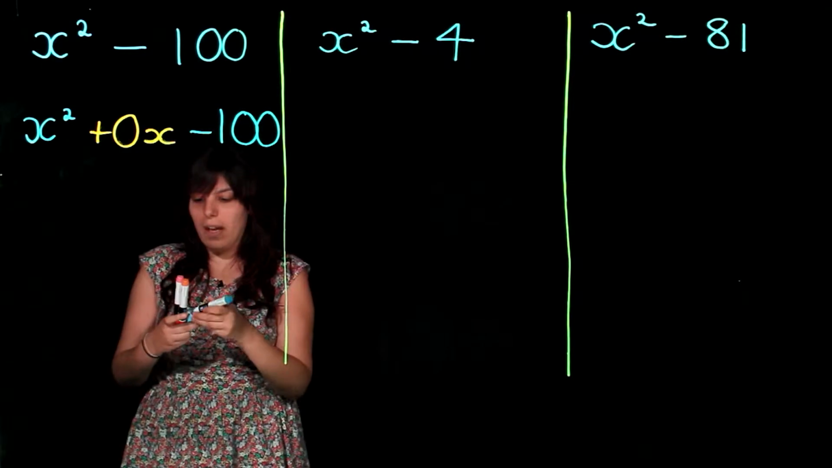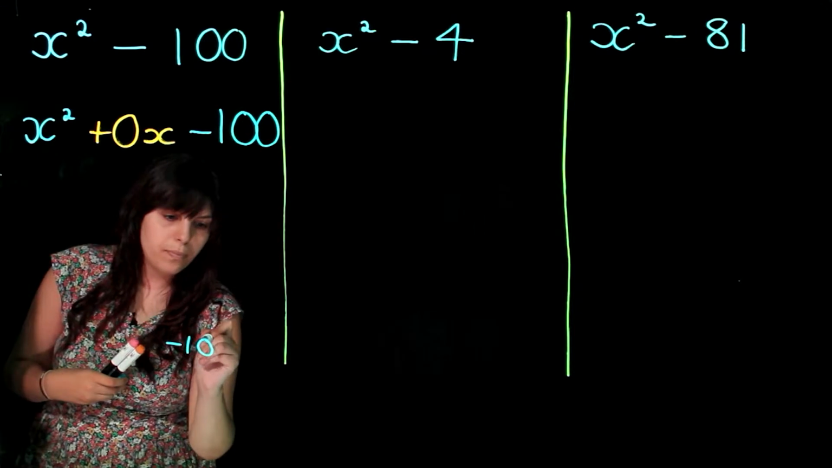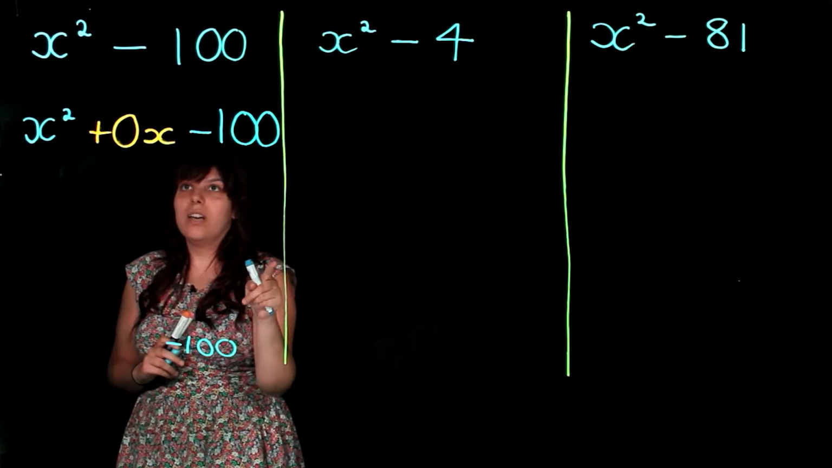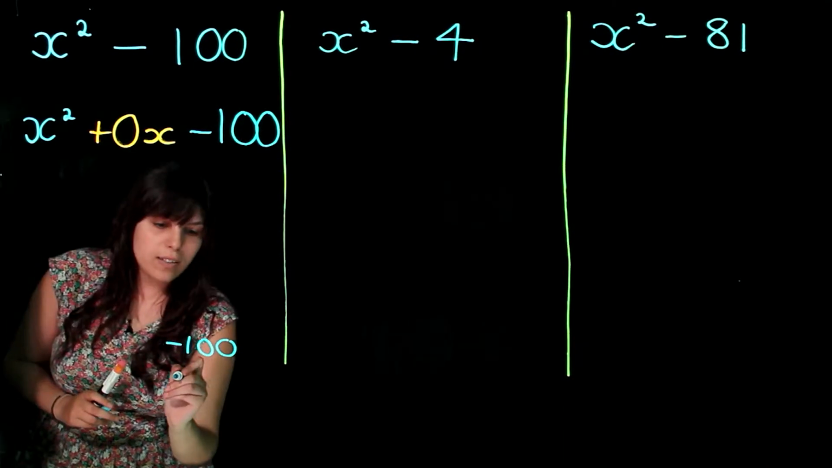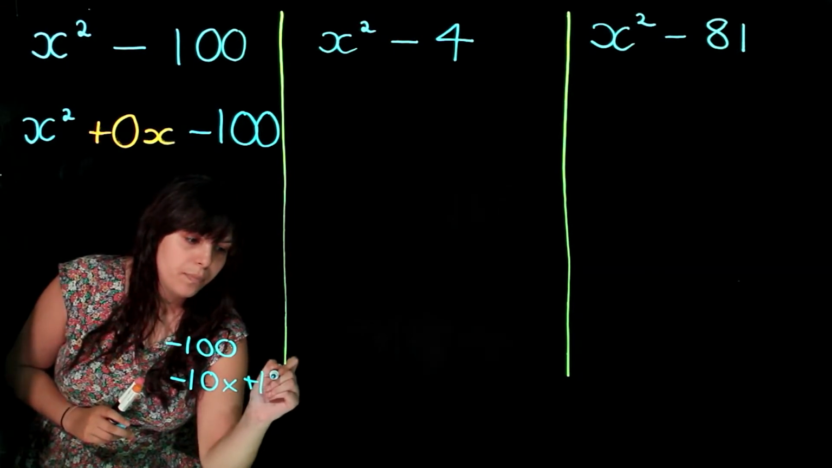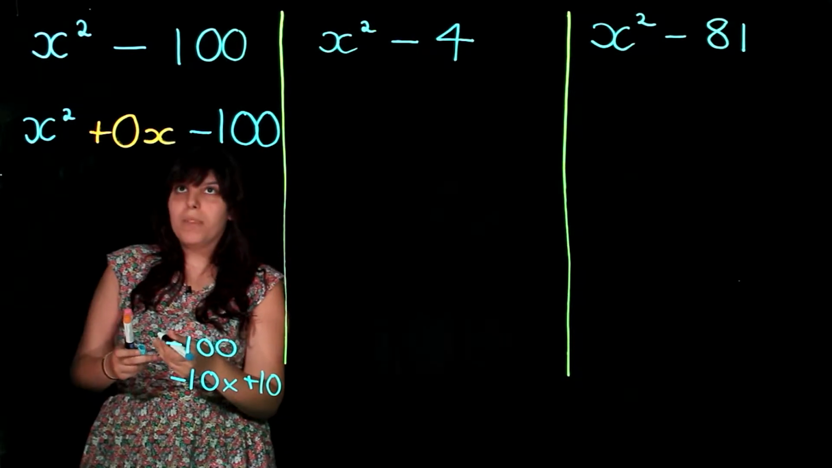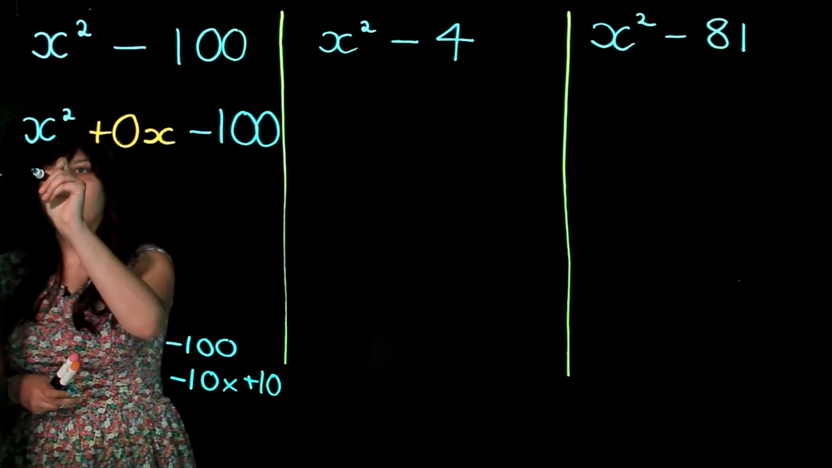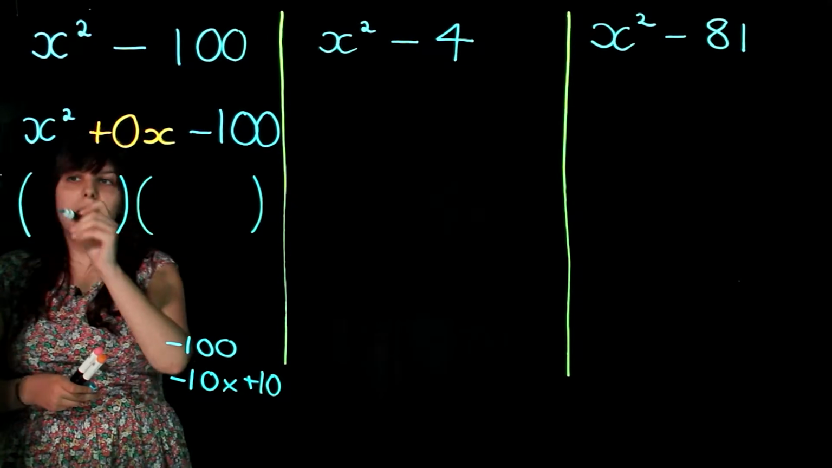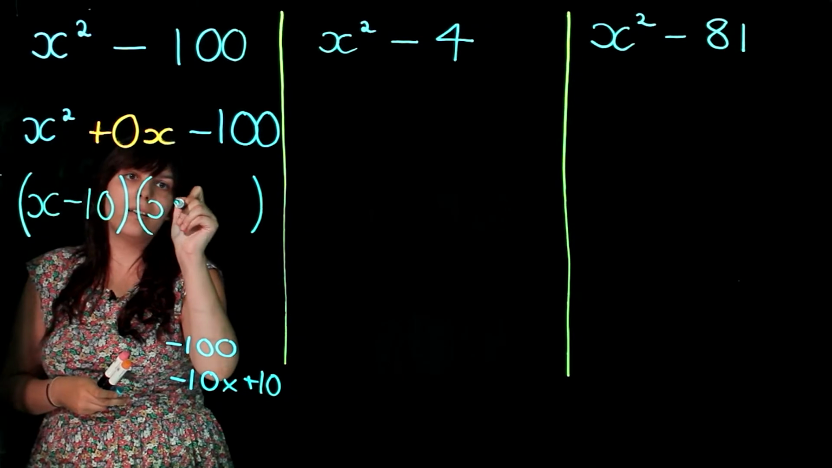And if I'm going to do it like that, then I need to look at my minus 100 and find factors of minus 100 that make 0. So that's going to be minus 10 and plus 10, because when I do minus 10 plus 10, I get 0. So I know that when I factorise my expression, I'm going to have x minus 10, x plus 10.